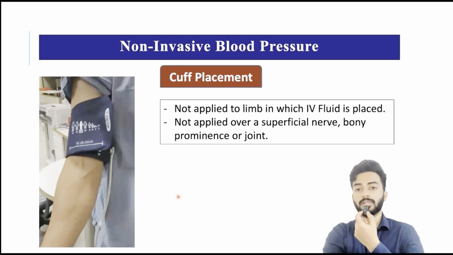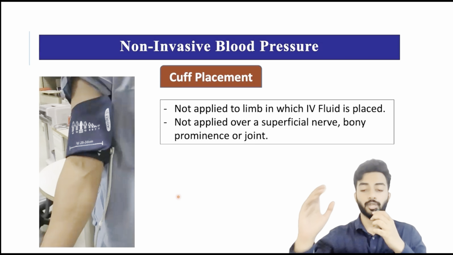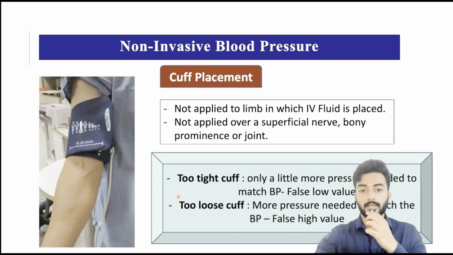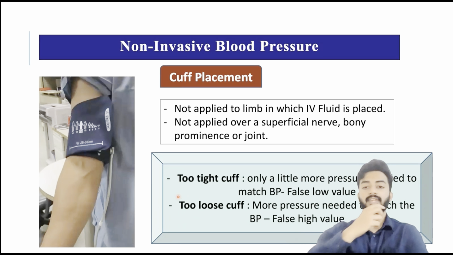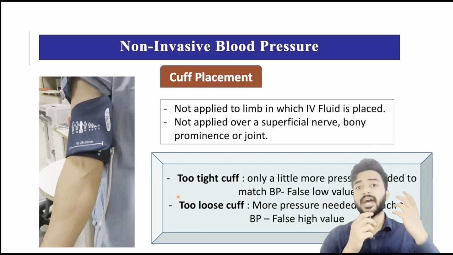It should not be applied to the limb in which the IV fluid is placed, and it should not be applied over a superficial nerve, bony prominence or joint. And what does a too tight cuff do? If you are putting the BP cuff very tight, then only a little more pressure is needed to compress the artery and match the blood pressure. So we will have a false low value. Too tight cuff, false low value. And if the cuff is very loose, then it needs more pressure to compress the artery. So more pressure is needed. This will produce a false high value.